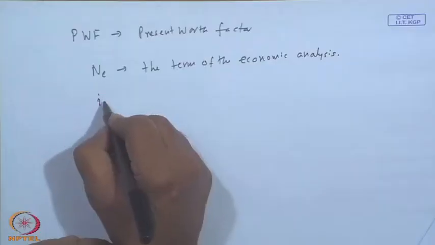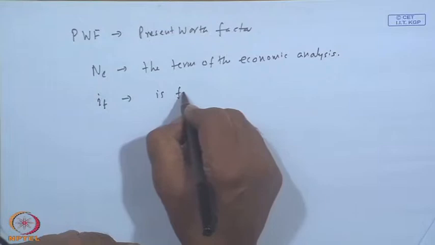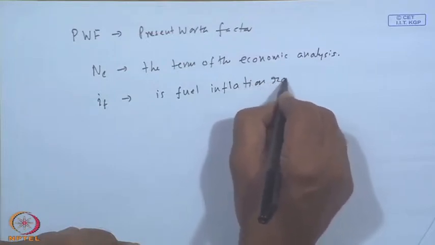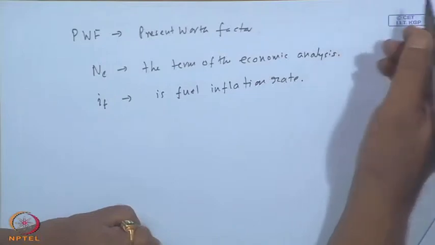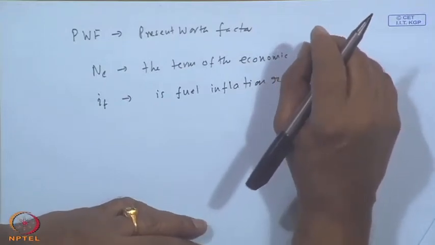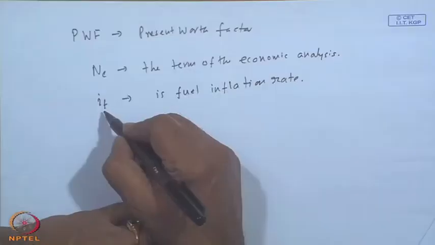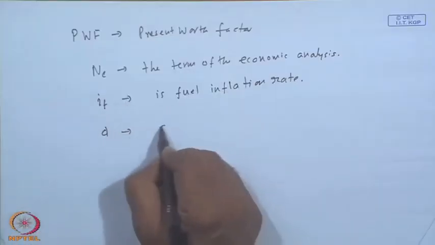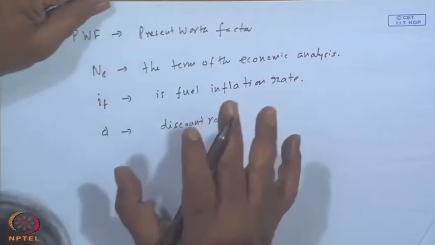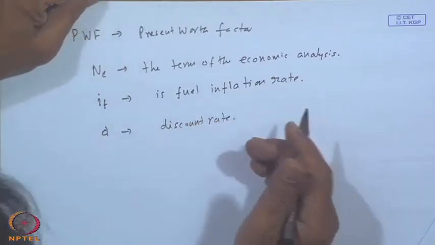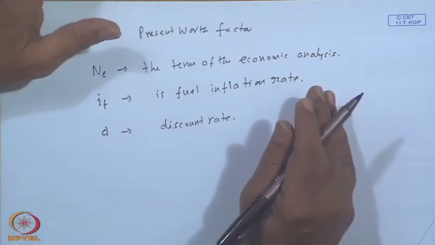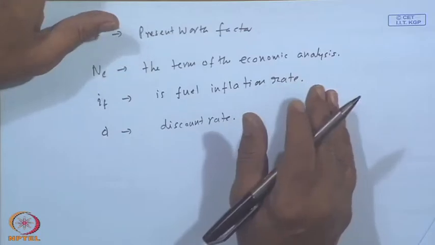IF is the fuel inflation rate. So, the fuel prices may be going up at the rate of 10%, 10.5% or whatever. So, you definitely compare the first year fuel savings to the total fuel savings, which will depend upon what is IF, and D is the discount rate. This is a delicate thing to understand, and one would think that IF is equal to D, but IF in the context of the present analysis is the fuel inflation rate. It is the inflation rate of the fuel only, not the overall inflation rate.